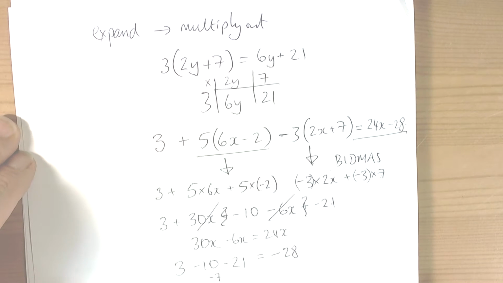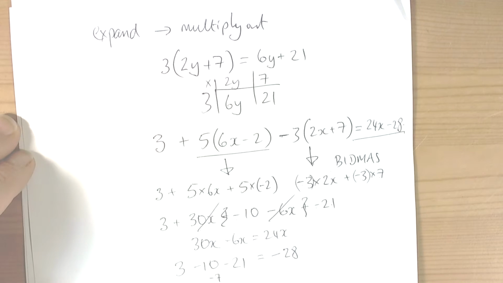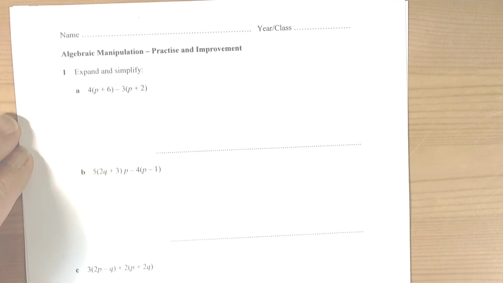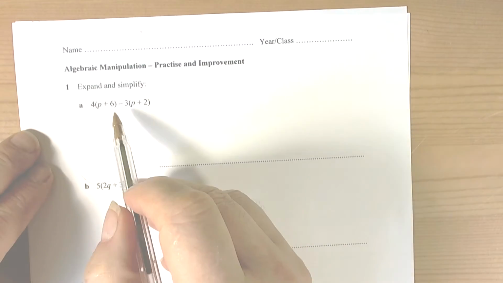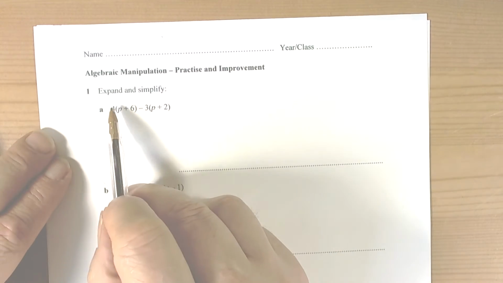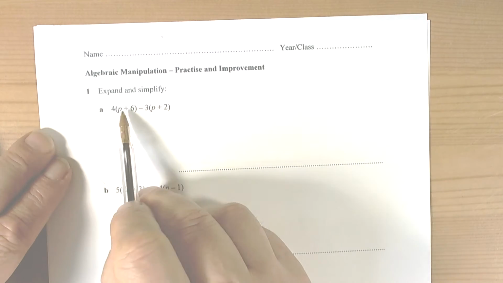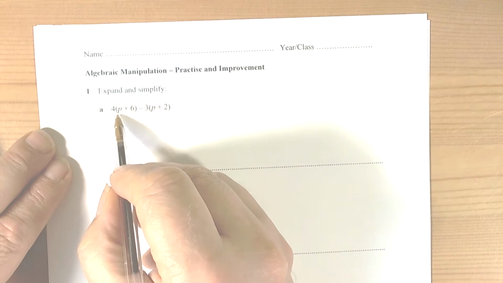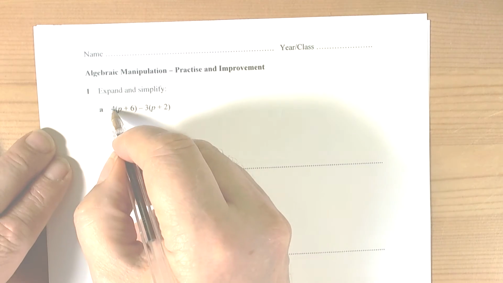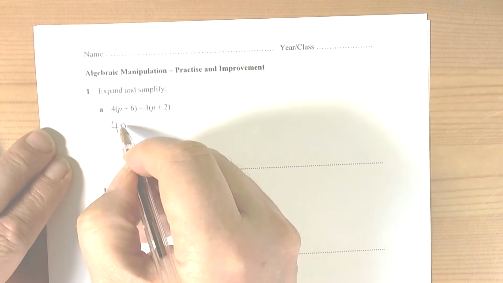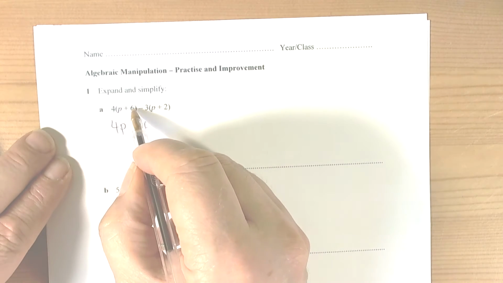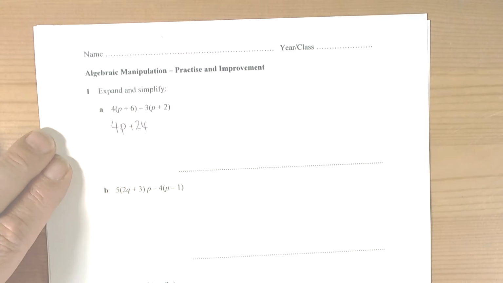So let's have a look at some questions, and then we'll do some more notes and things about factorising later. So this first question on the homework is asking you to expand and simplify with these 2 brackets here. So if we think of this first bracket, it's telling us to do 4 lots of each bit inside. So we've got 4 lots of p, which is 4p, and we've got 4 lots of 6, which is 24, but that was positive 6, so it's going to be positive 24.